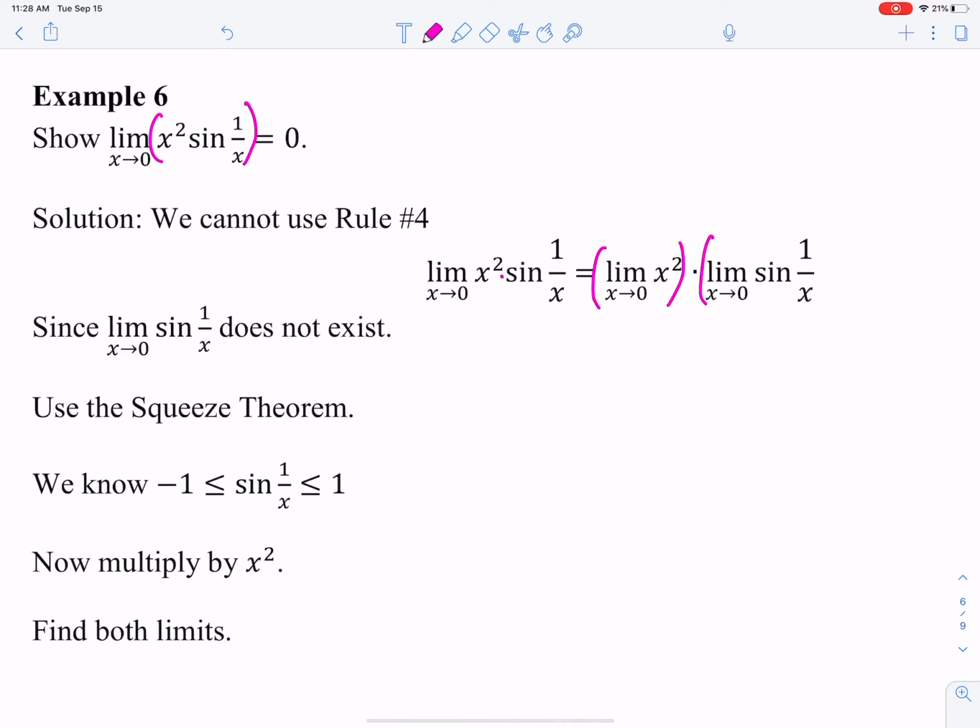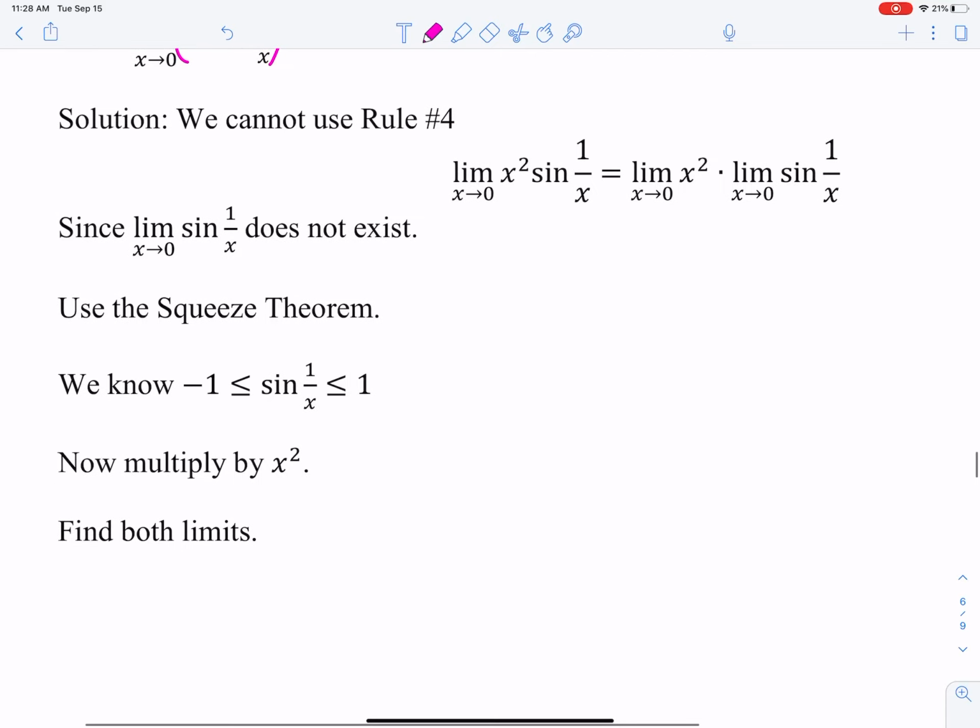So we break it into 2 pieces, all right? This limit we know is going to be 0, right? But we've got to figure out this limit of sine of 1 over x, right? Oh, well, sorry, we're trying to find the limit of the entire thing. But we have a piece that does not exist and a piece that does exist. So we can't just do it with the algebraic means we have. We have to use the squeeze theorem.